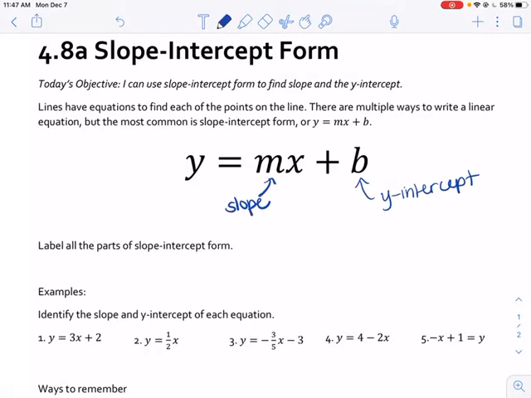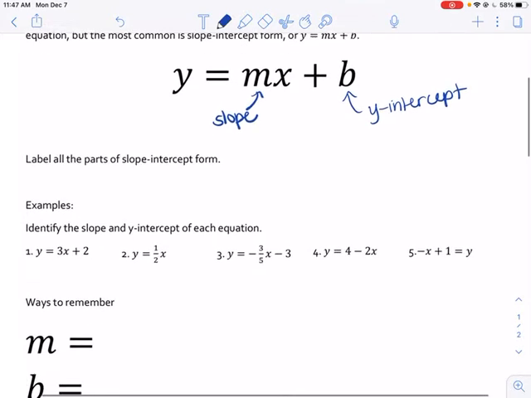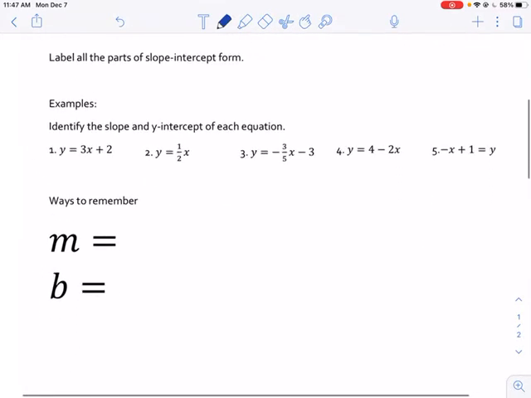So all you're doing today is identifying what the slope and y-intercept is of each equation. There's going to be a couple graphs where you graph them. I'm not going to cover this in this video. I'll cover it in a different one if you need more help on that. So let's go to these equations.